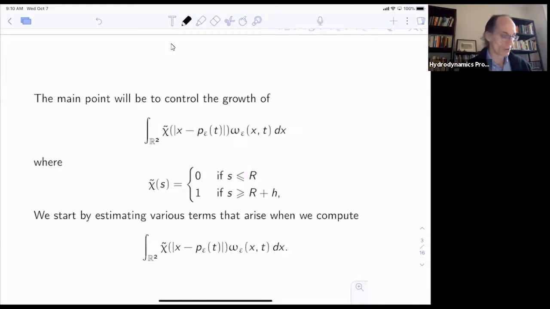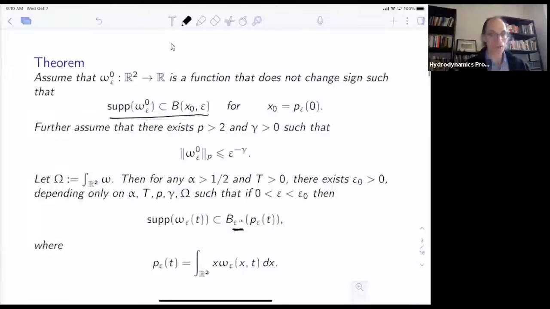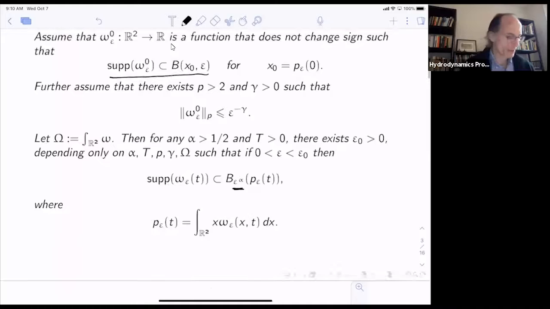Okay, so we're embarking on the proof of this theorem, which controls the growth of the support of the vorticity for the Euler equations with the background flow. We start with vorticity contained in the ball of radius epsilon, and this will tell us that it remains contained in a ball of radius a little bit bigger than the square root of epsilon for arbitrarily long times if epsilon is small enough.